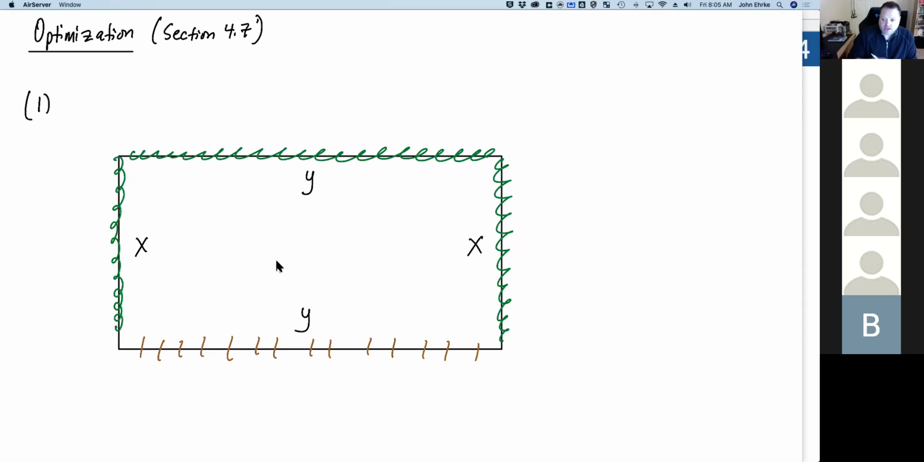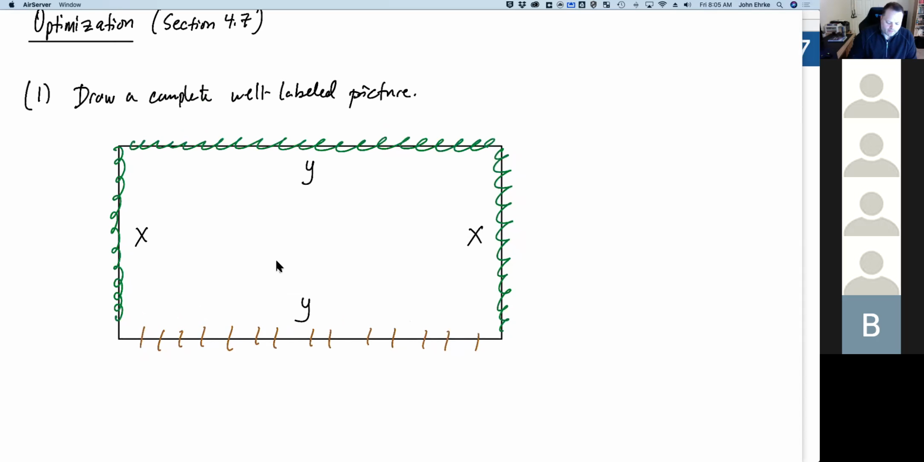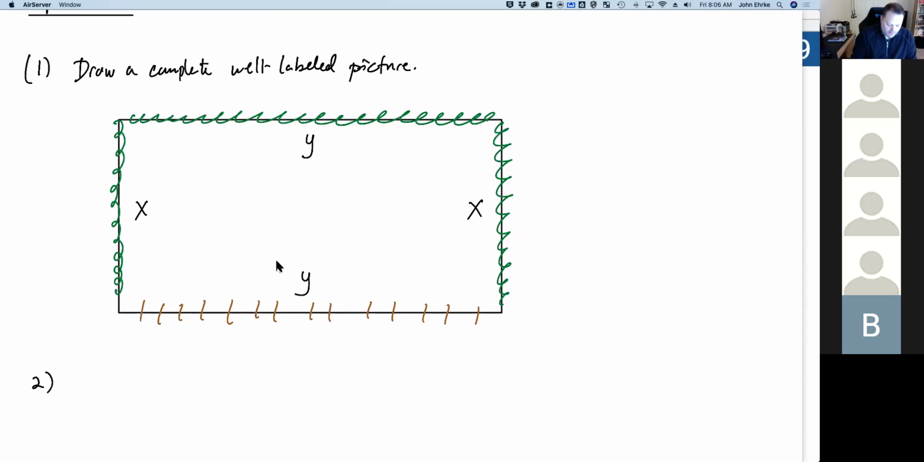Most of these problems have some sort of picture element to them. So draw a complete, well-labeled picture. Okay, the second step is, from that picture, determine your objective function and any constraints.